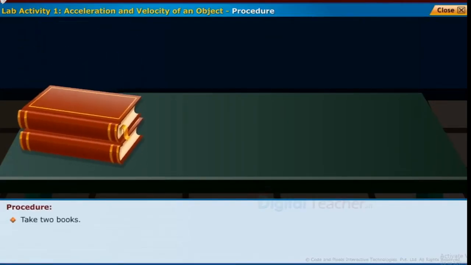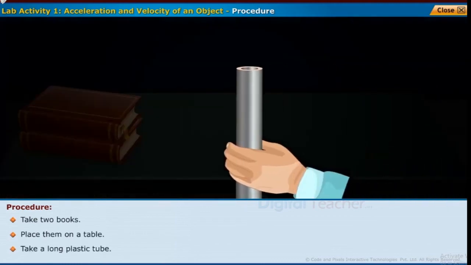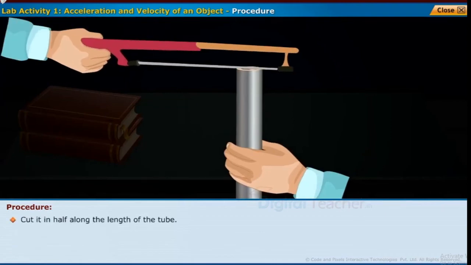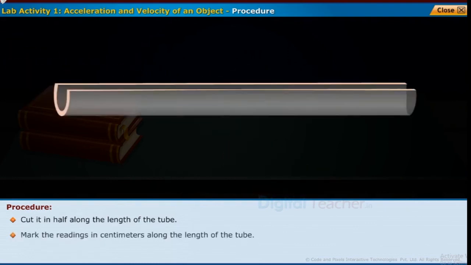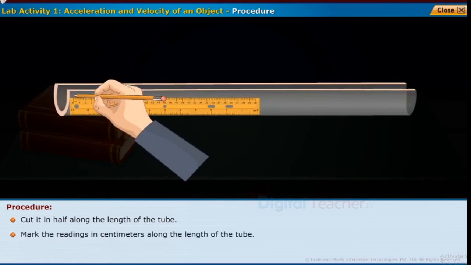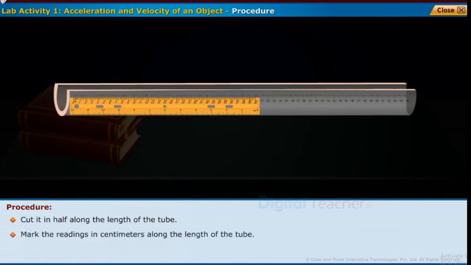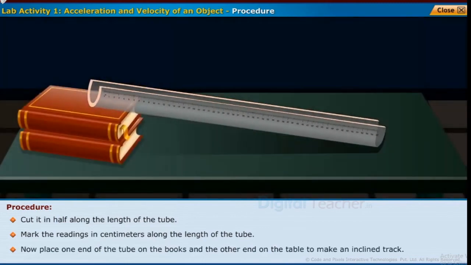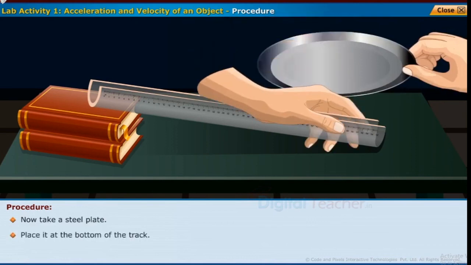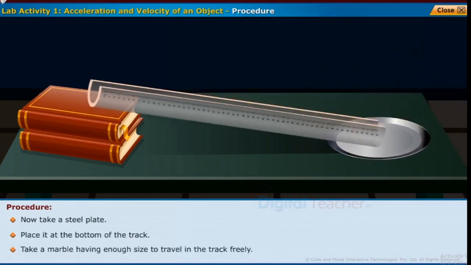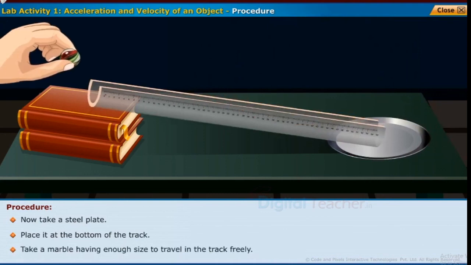Take two books, place them on a table. Take a long plastic tube. Cut it in half along the length of the tube. Mark the readings in centimeter along the length of the tube. Now place one end of the tube on the books and the other end on the table to make an inclined track. Now take a steel plate. Place it at the bottom of the track. Take a marble having enough size to travel in the track freely.